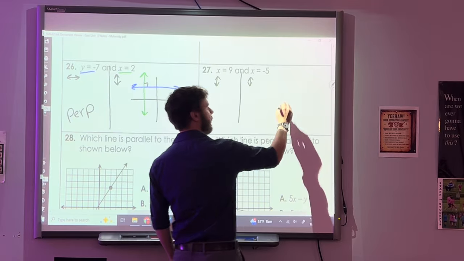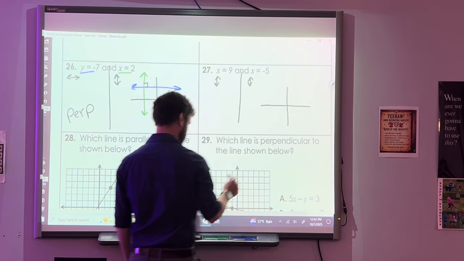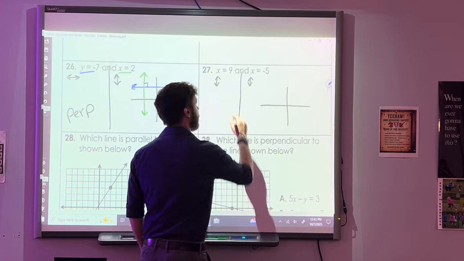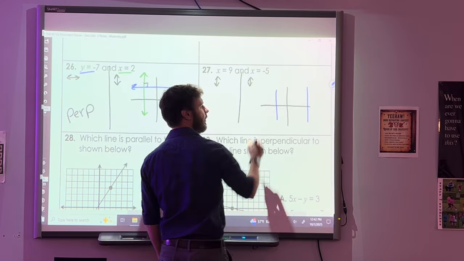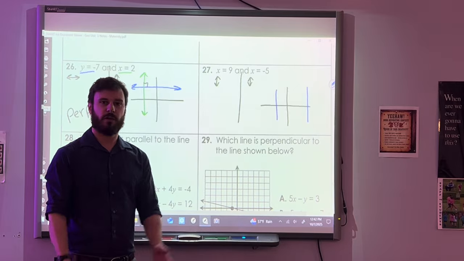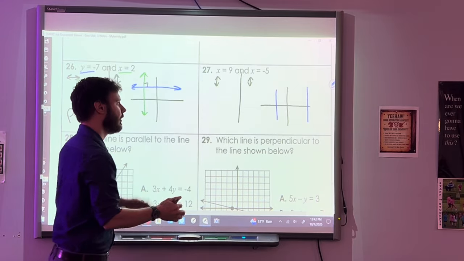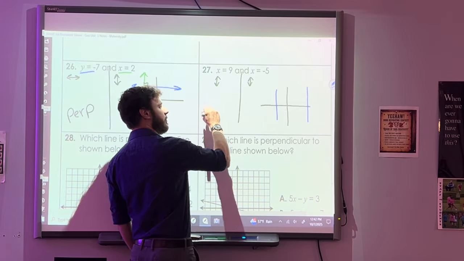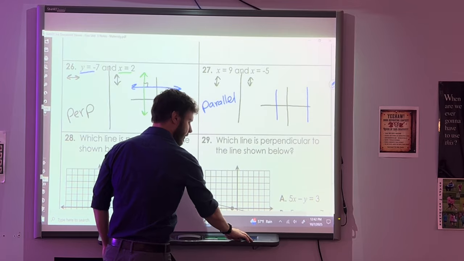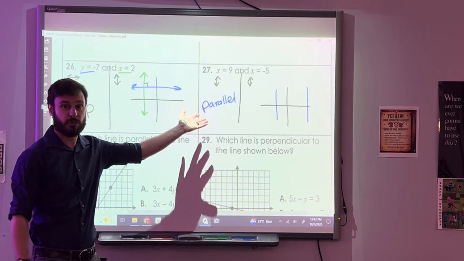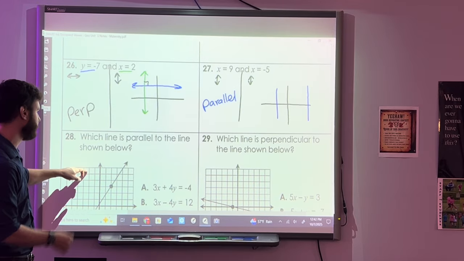And we can even graph what this will look like. This one's way over here at 9, and this one's at -5, so it's about there. Well, those lines are going straight up and down forever. These are never going to touch. They have the exact same slope, so they are parallel. Whenever you have two of the same type, whether it's two X's or two Y's, they're going to be parallel.